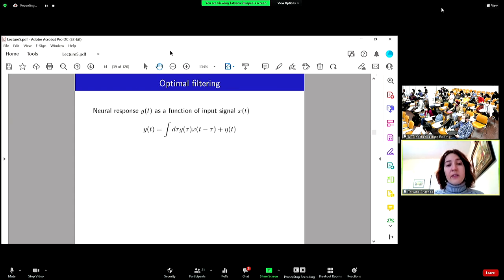Okay. So, in the case of the optimal filtering, which we'll do first, instead of the summation across these indices i, we can think of this as an integration in time. So I have a signal x of t, and I'm convolving this signal x of t with a kernel g of tau that weighs signals at previous times. And as a result, I'm getting the response of the neuron at time t. So I'm asking, what is the optimal filter g of tau that I should apply to the signal in order to get the maximally informative signal.